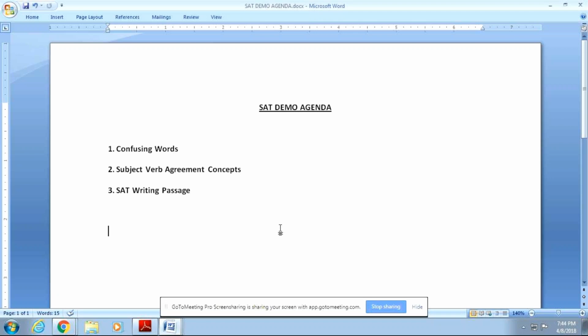Okay, fine. These are the core grammar testing points of SAT. What we are going to discuss to the hilt, though it may not be exhaustive, keeping in mind the SAT syllabus, today I'm going to discuss 2 testing points. One is diction, a choice of words, like confusing words or homophones, and next is subject verb agreement concepts. And finally, at the fag end of the session, we shall solve one SAT writing passage. That's the agenda of this SAT demo.